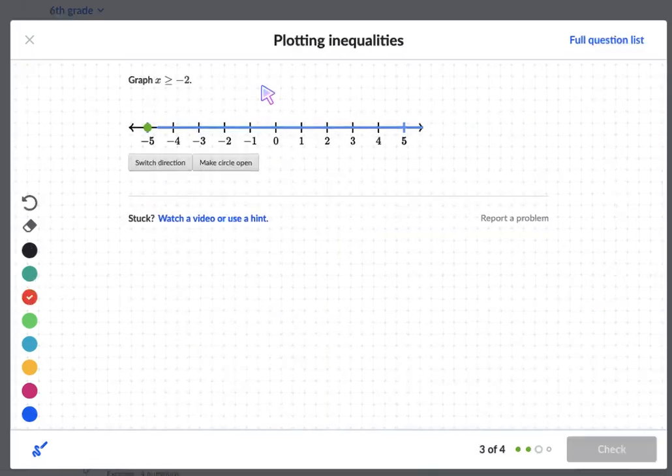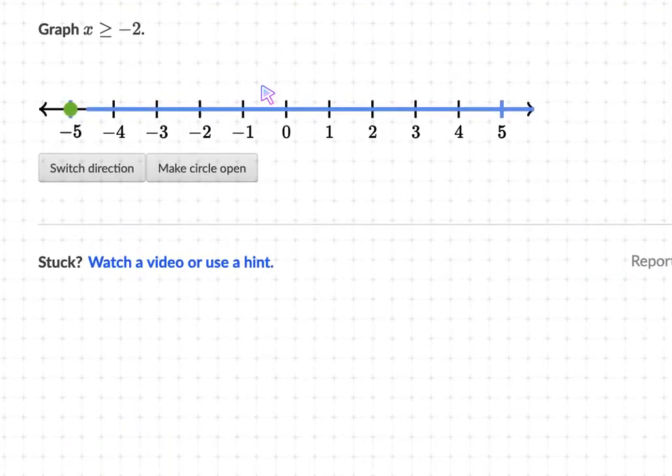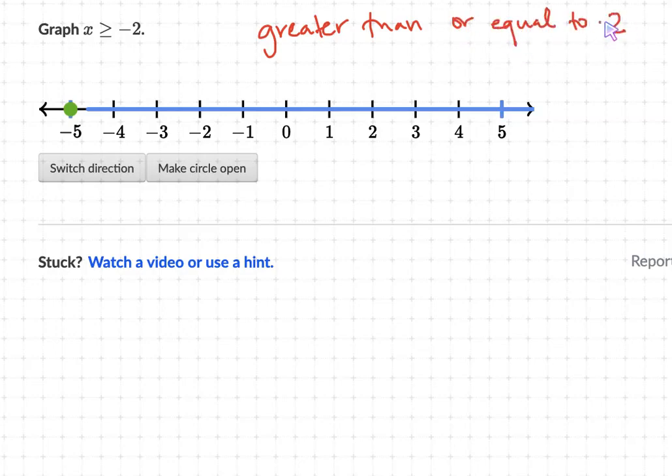Okay, so in this one we have to graph x is greater than or equal to -2. Pause the video and try it on your own first. Okay, so again, this is greater than because the bigger side is first, or equal to, so it can be equal to -2. The number is -2, so that's where our circle needs to be. Is it an open circle or a closed circle? Well, it can be equal to -2, so we're going to keep it closed, so we include that number. And we want numbers greater than -2, so all these to the right are greater than, so it looks like it's already good.